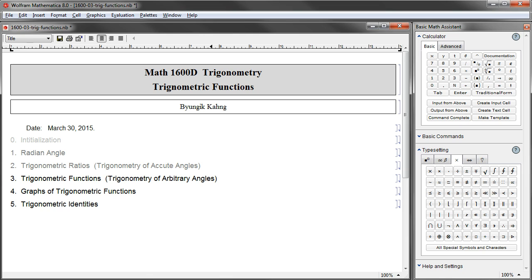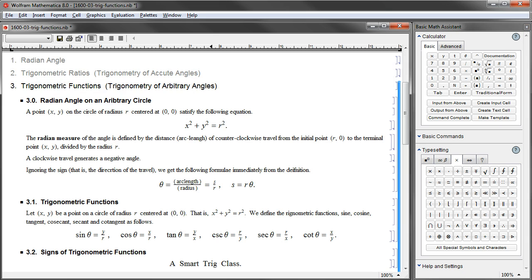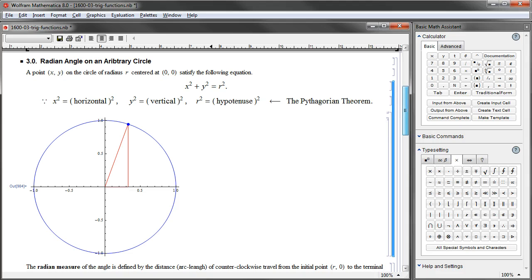So we have to go back to the general definition of the radian angle in the circle of radius r. So let us do that. Let's begin with a circle centered at the origin with the radius r. And that can be written as x squared plus y squared equals r squared, and that's coming from the Pythagorean theorem. X is horizontal, y is vertical, and r is hypotenuse, so x squared plus y squared has to be equal to the hypotenuse squared, r squared.